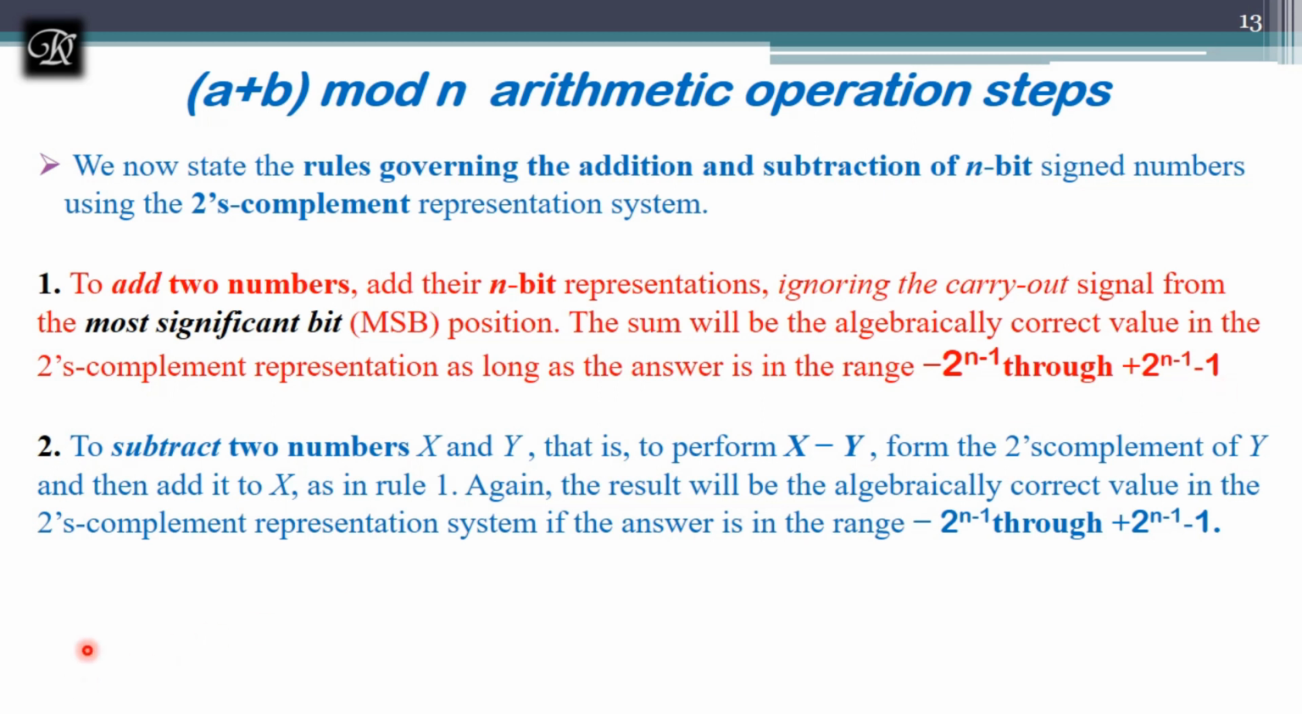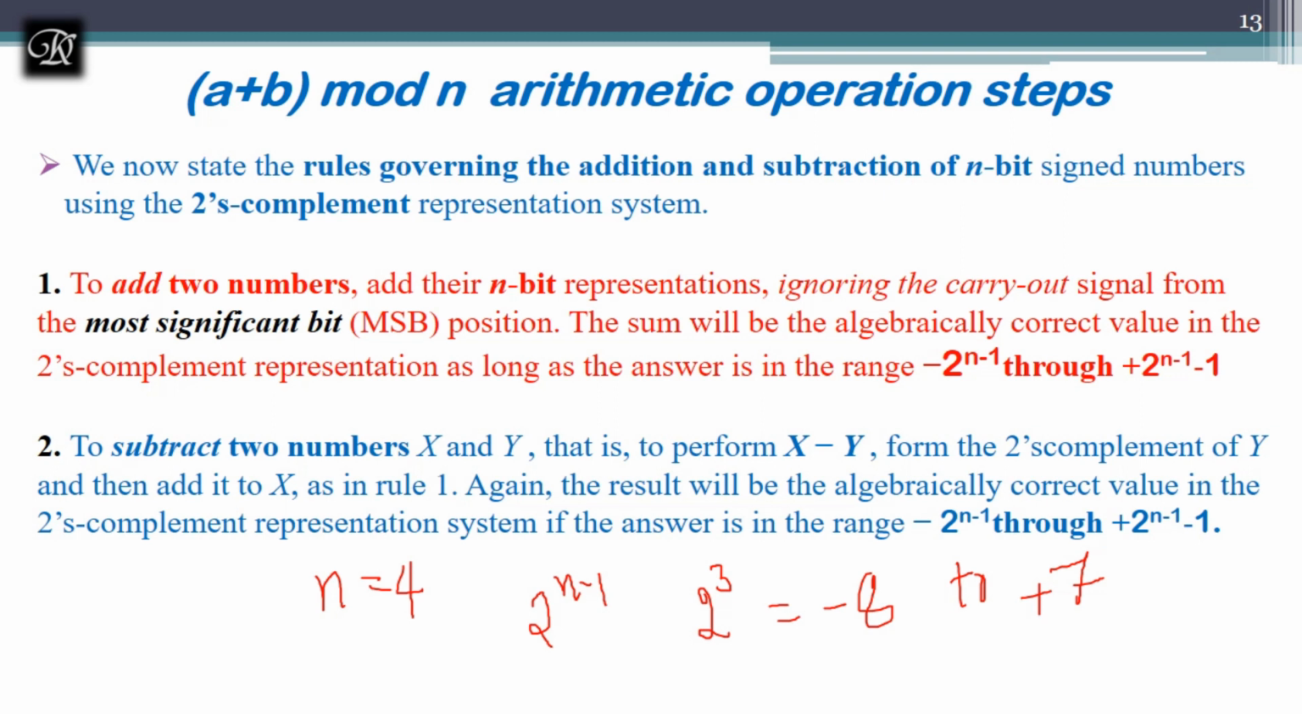What is it? Let's see. If I take n as 4, I am performing a 4-bit operation. When I am doing this, 2 to the power of n minus 1, that is 2 to the power of 3, which is nothing but 8, ranging from minus 8 to, what is the next range? 2 to the power of n minus 1, minus 1, that is 8 minus 1, that is 7. So negative 8 to positive 7 is the range. The answer should be in this range if I take n as 4.